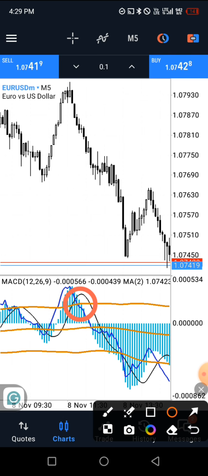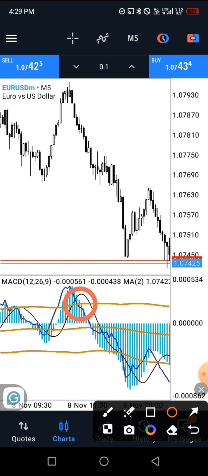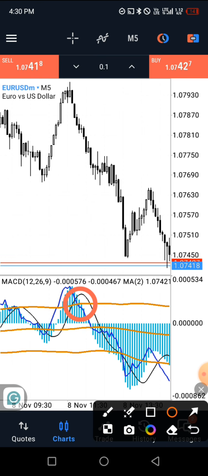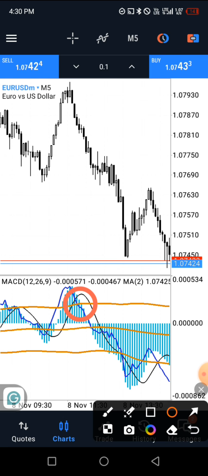Now, when is the New York session? The New York session starts around 2:30 p.m. Nigerian time, and the New York session starts around 1:30 p.m. London time. So if you want to convert it, you have to just do the conversion. London time is GMT, Nigerian time is GMT plus 1.